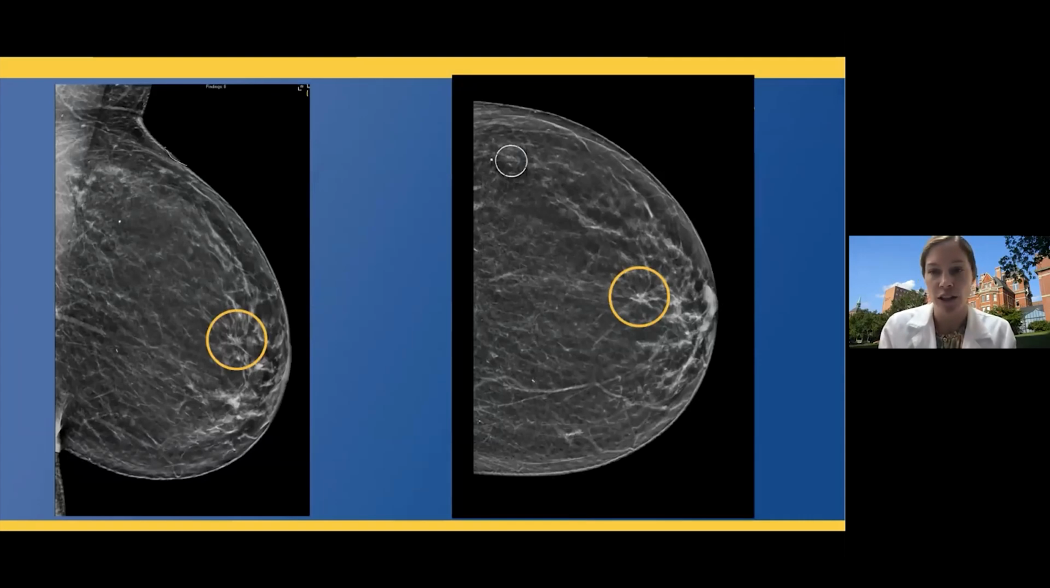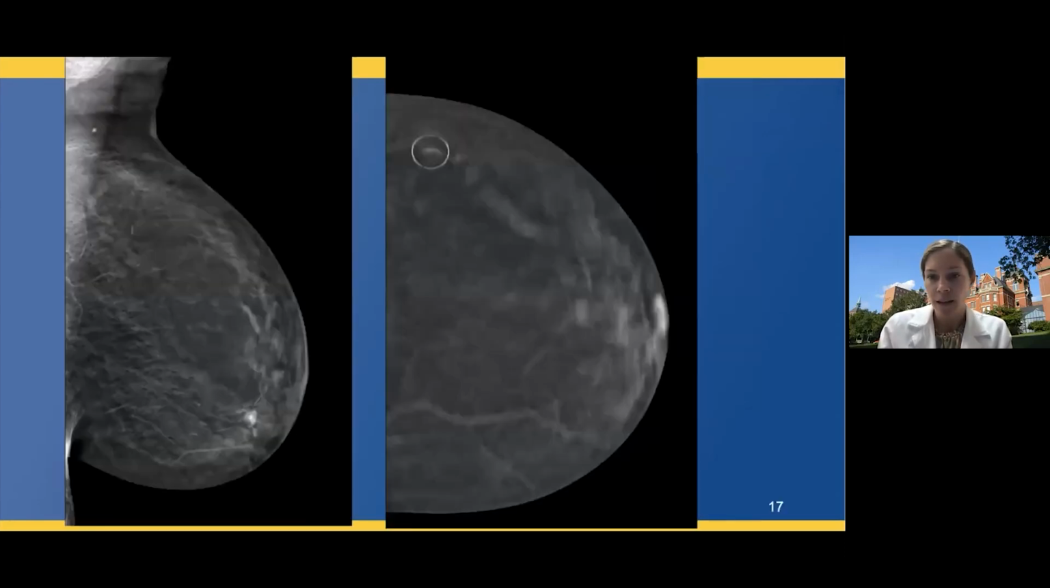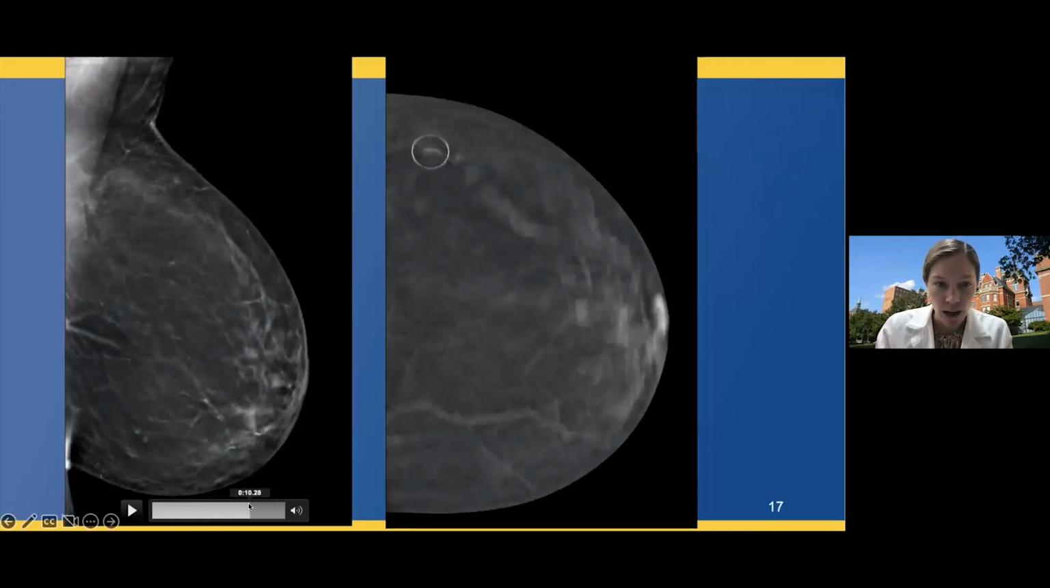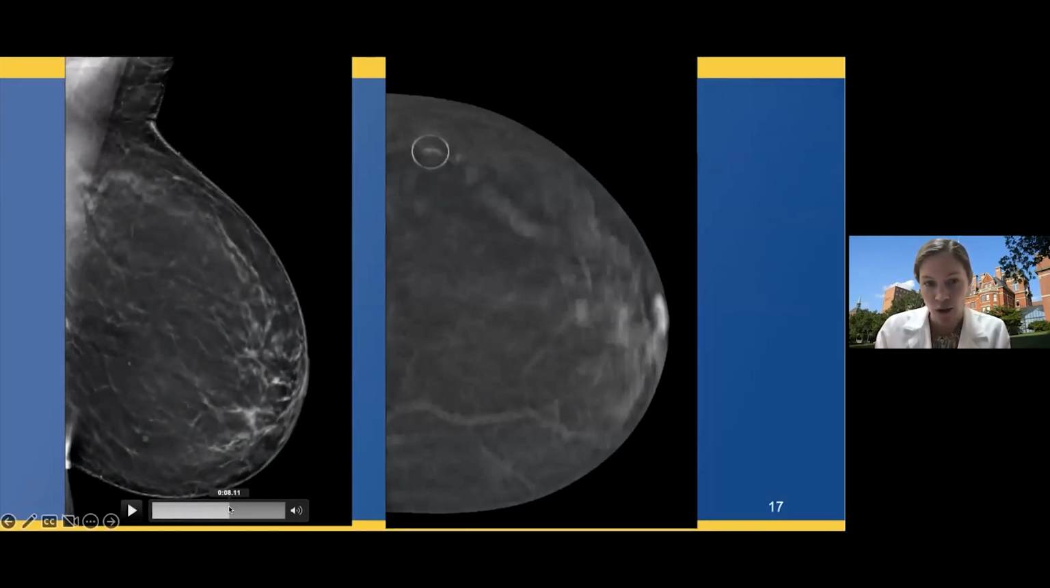These are the reconstructed synthesized mammogram images. So this is a 2D picture, but it's reconstructed from our tomosynthesis slices. And we see this focal asymmetry or a small spiculated mass in the upper central breast. So although we can see it on the 2D images, I want to now show it on the 3D images and show how much more clear it is that there is a spiculated mass with some associated distortion.